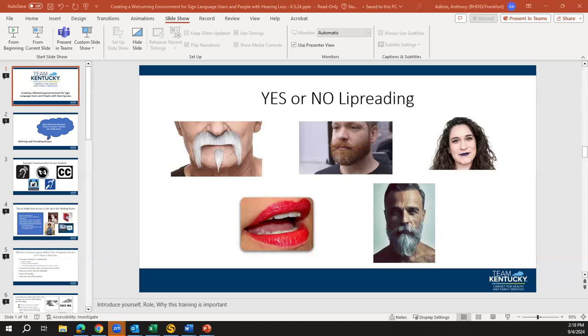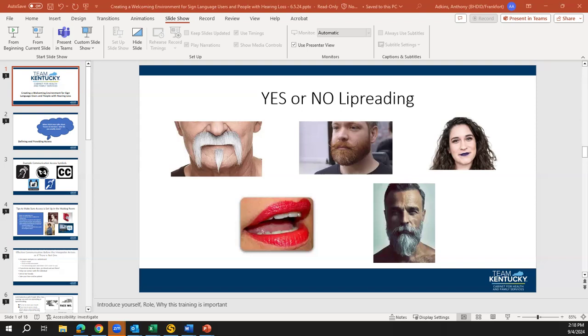Okay, some in the chat are saying no, some are saying yes. The correct answer is no. You cannot lip read these individuals, especially this first one on the left, because the mustache is over the upper lip and it actually is covering some of the bottom lip. Not to mention it would be very distracting to try to focus on and get any sort of intelligible speech out of that.